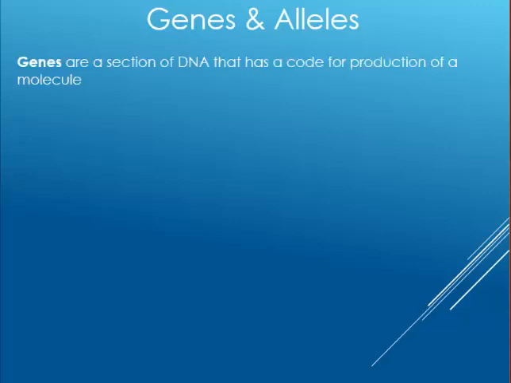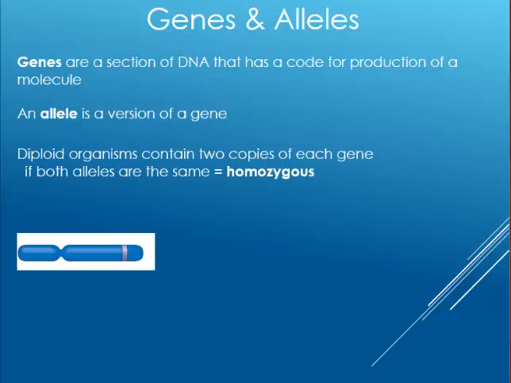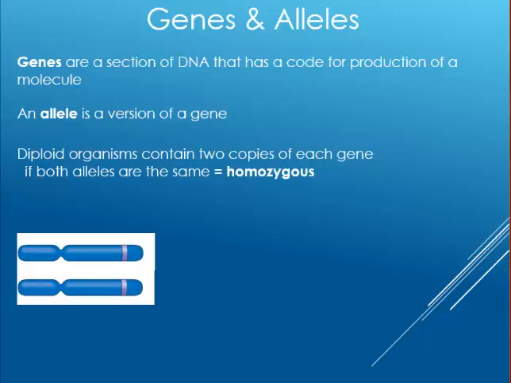We also need to understand a little bit about what's on the chromosomes. These include genes and alleles. So genes are sections of DNA on a chromosome that have a code for the production of a specific type of molecule, whereas an allele is a version of a gene. So genes can have different versions. So for example, in diploid organisms, you can have two chromosomes, and on each of those chromosomes you can have a gene that codes for a certain product. And in this case, the alleles, or the versions of those genes, are identical.